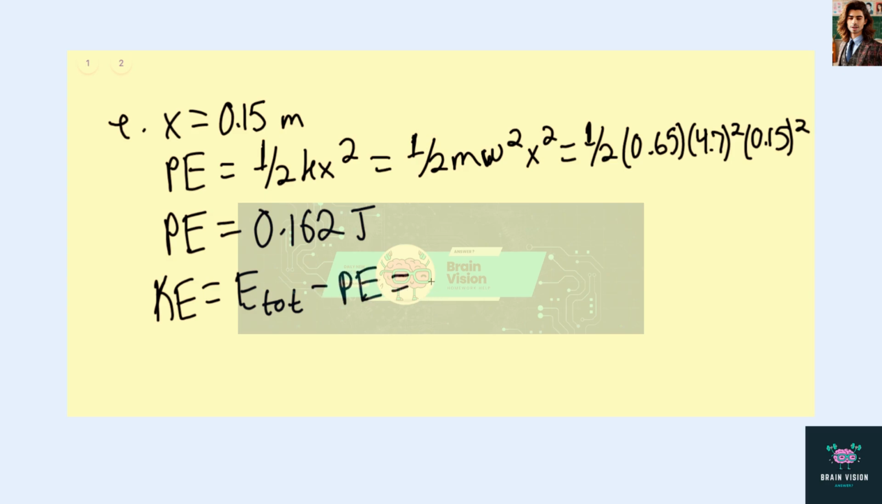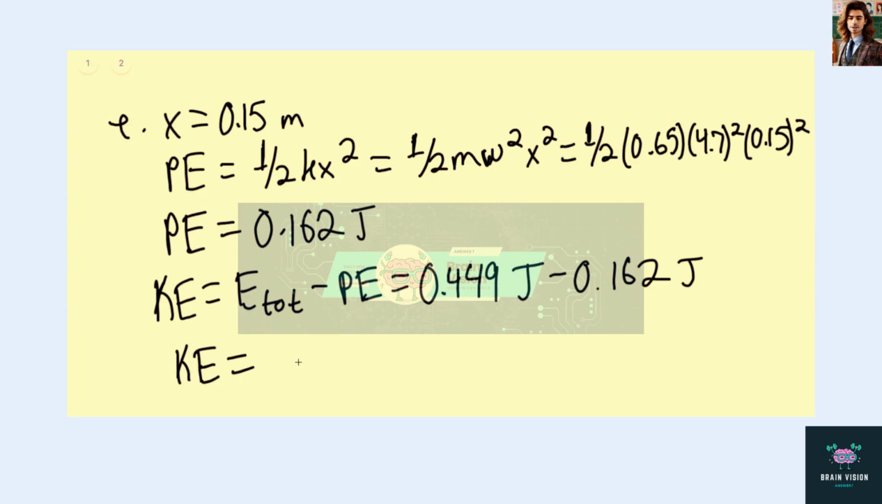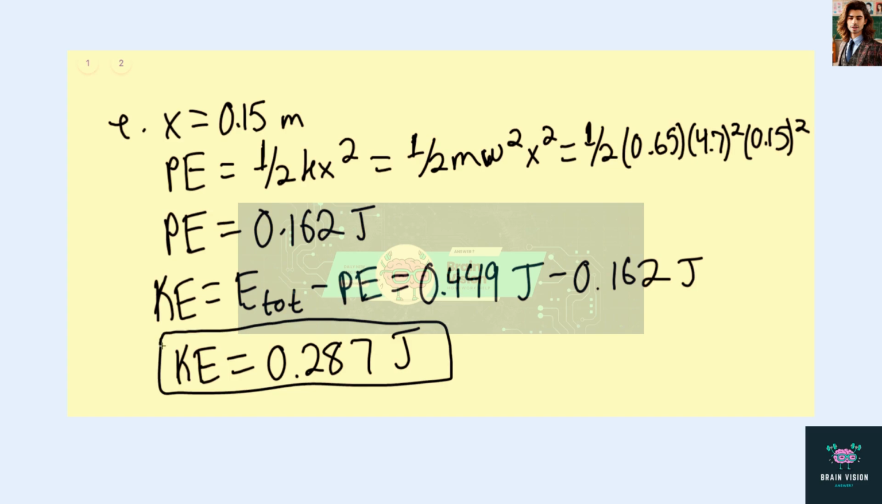Now to find the kinetic energy, we simply take the total energy and subtract the potential energy. So this will be 0.449 joules minus 0.162 joules, and we have a kinetic energy of 0.287 joules. So this will be our final answer for the kinetic energy when the spring is compressed, or rather at x equaling 0.15 meters. And that's the end of the solution.